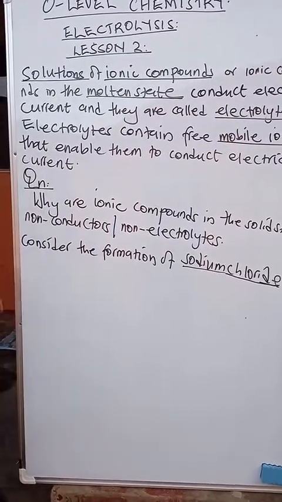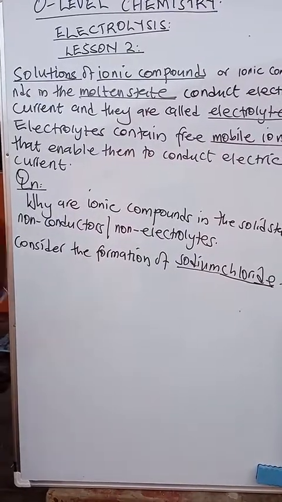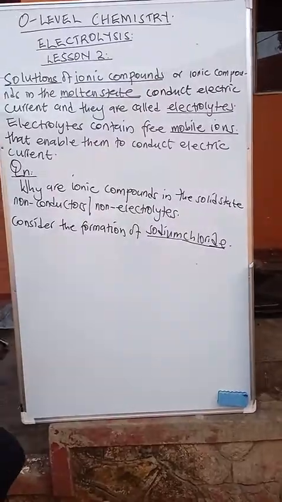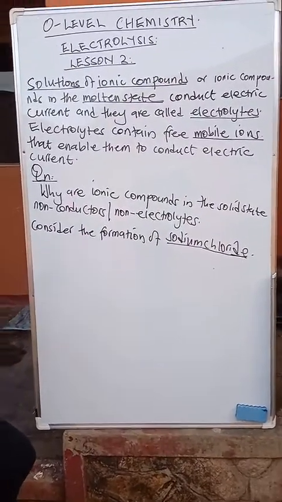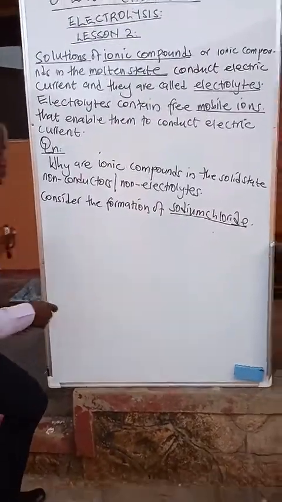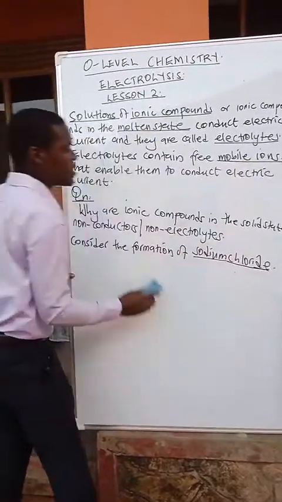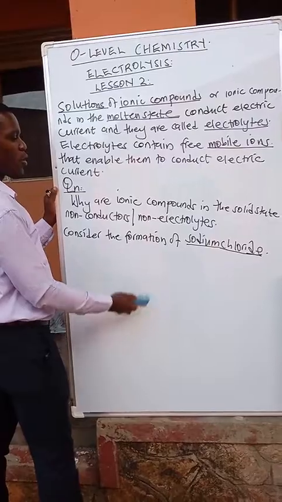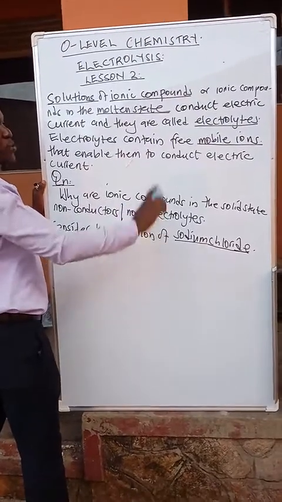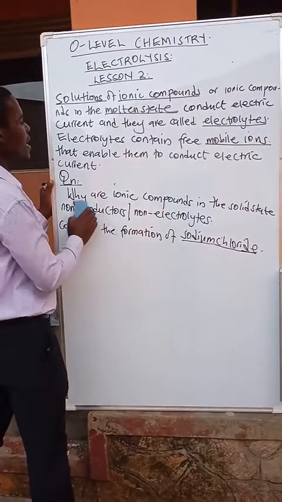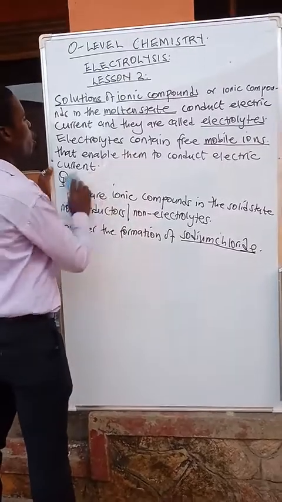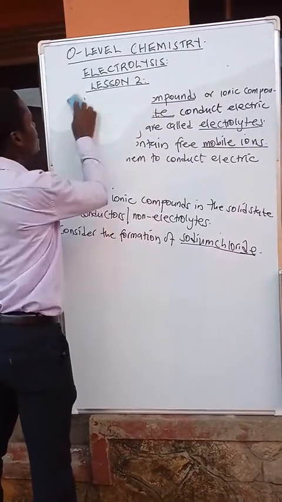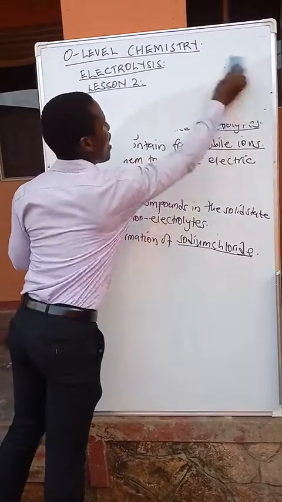All right, so for the metal atoms, they maintain their names. For example, the sodium atom forms the sodium ion. The magnesium atom forms the magnesium ion, like that. Now here, wonderful children of God, we are going to look at the formation of sodium chloride, and that one will take us to the point of saying that the ions are the conducting particles of the electrolytes.